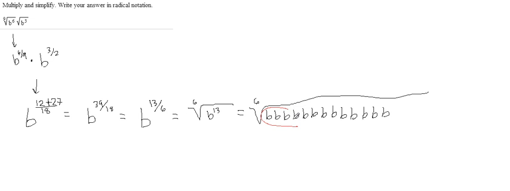So let me see how many groups of 6 b's there would be in 13 b's. 1, 2, 3, 4, 5, 6. Here's one group, here's another 1, 2, 3, 4, 5, 6. There's 2 groups of 6's, without going over, in 13. So each of those gets pulled out and it becomes 1b. So we're going to have 2 of those, so it's going to be b squared on the outside times the 6th root of b.